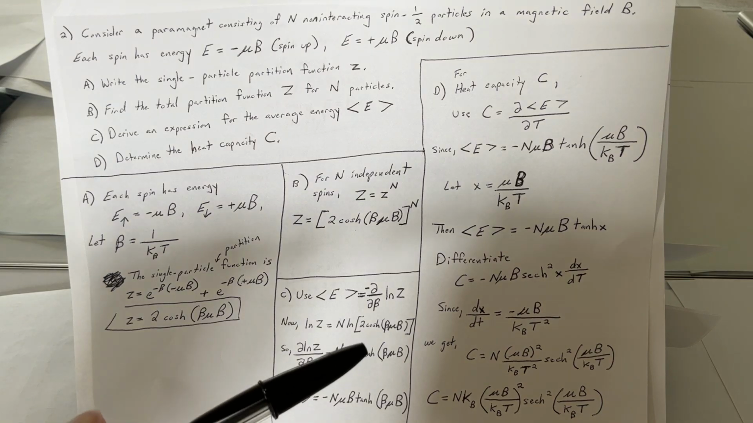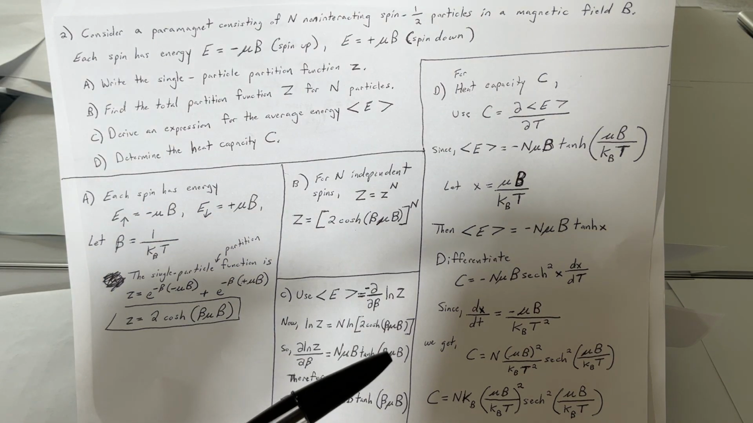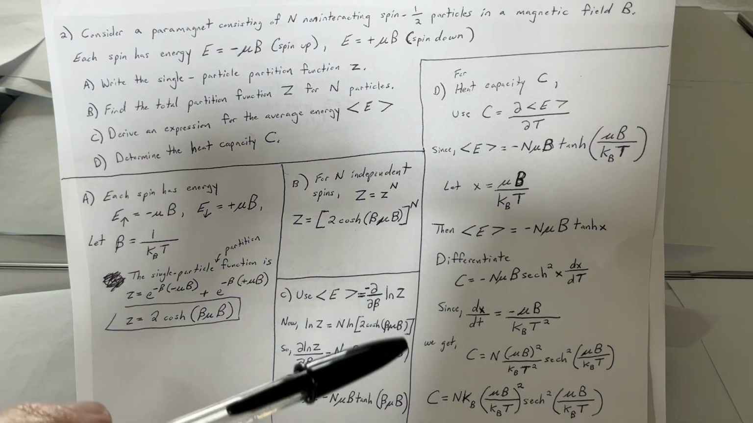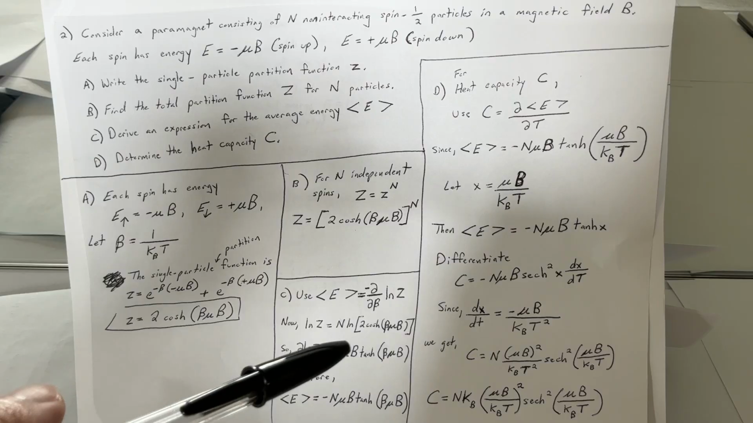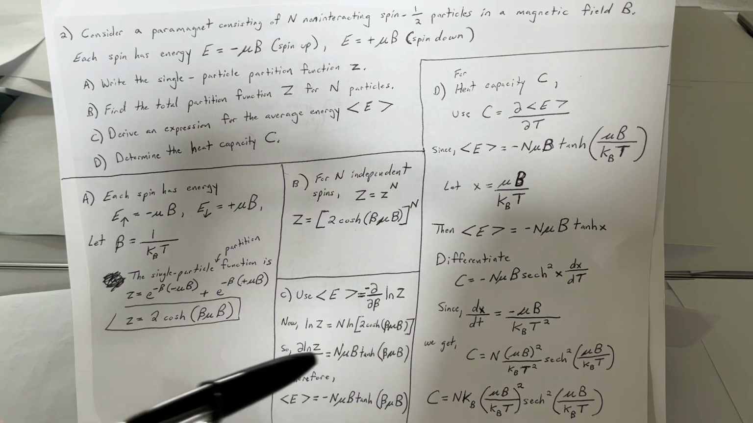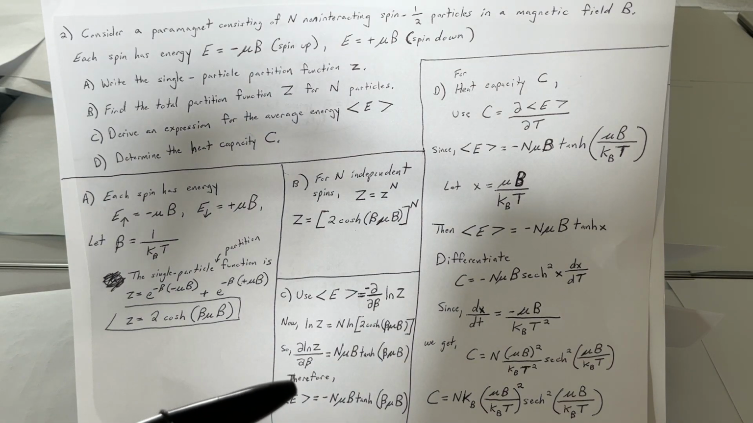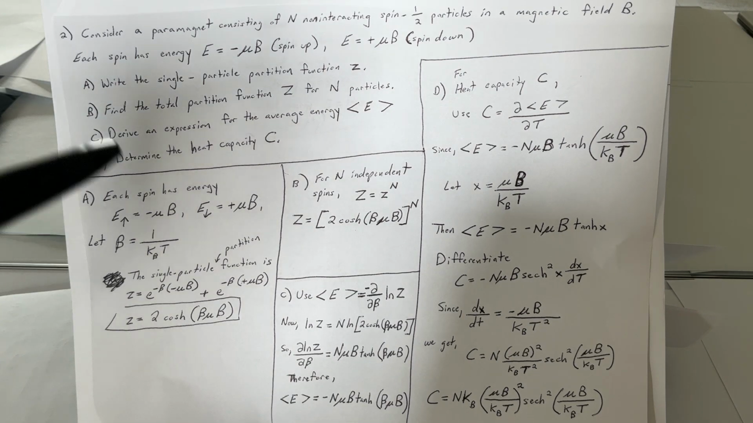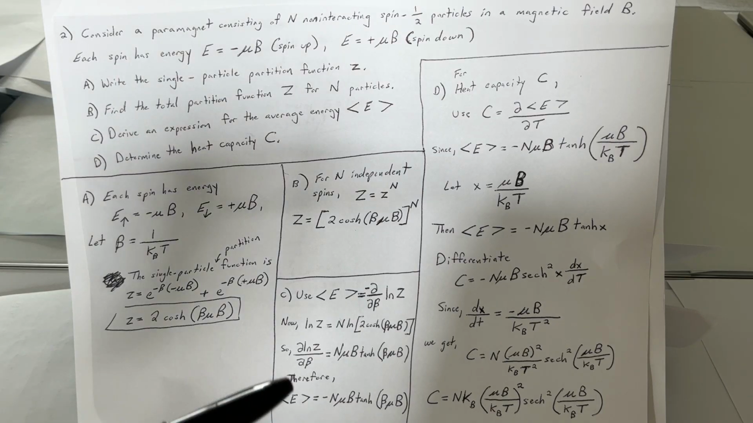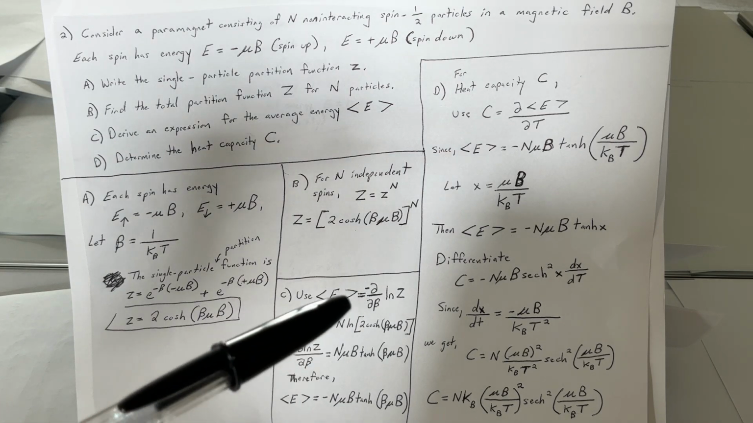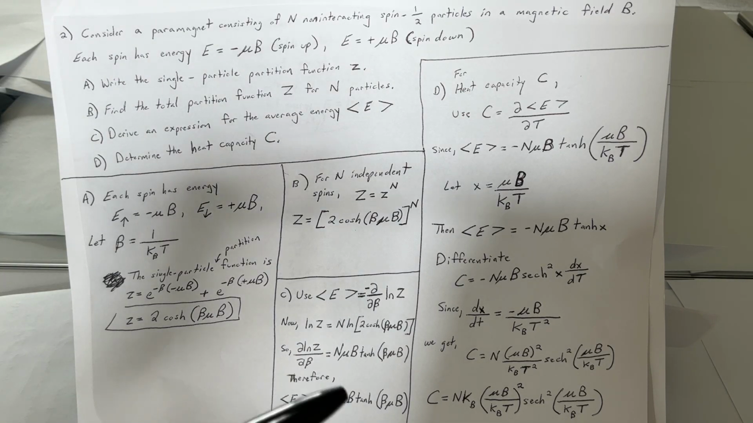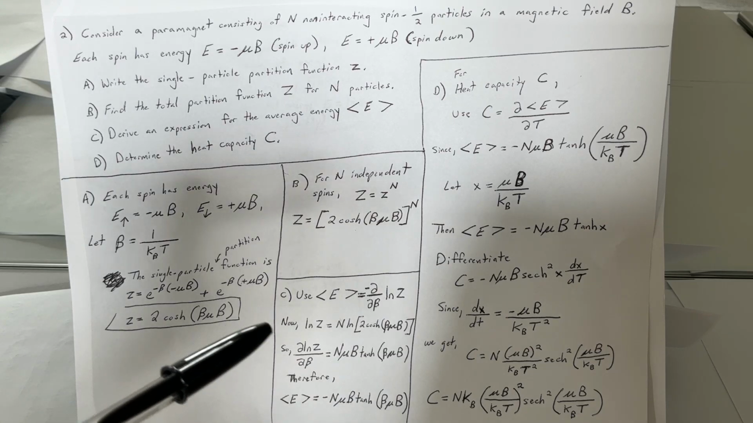hyperbolic cosine, take the derivative of that, that's hyperbolic tan. And then you have that beta mu B inside the parentheses, taking the derivative of that comes on the outside, that mu and that B. Therefore, the expression for the average energy after taking that derivative, remember it's the negative of that derivative, so it's going to be the negative value of this.